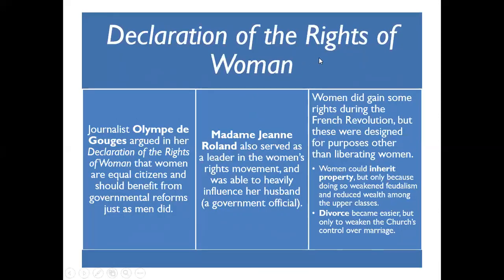Now here is the Declaration of the Rights of Women. Under the monarchs, the women were not given any type of right. That means they were not given the right to vote.